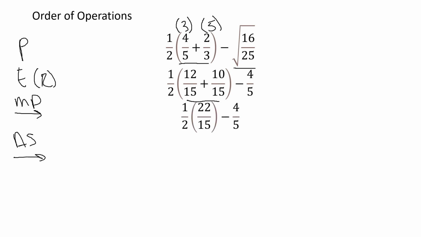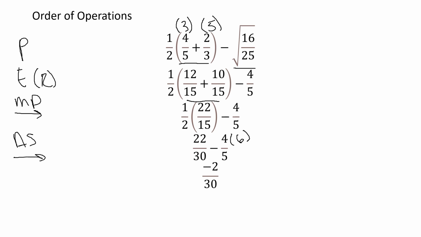All right, I've done my parentheses, I've done my exponents, now I multiply and divide together from left to right, and that gives me 22 over 30, top times top, bottom times bottom. Remember, you do not need a common denominator when multiplying or dividing. Minus 4 over 5. I have to have a common denominator. 30 and 5, they can both become 30. 30 times 1, right? Or 5 times 6.